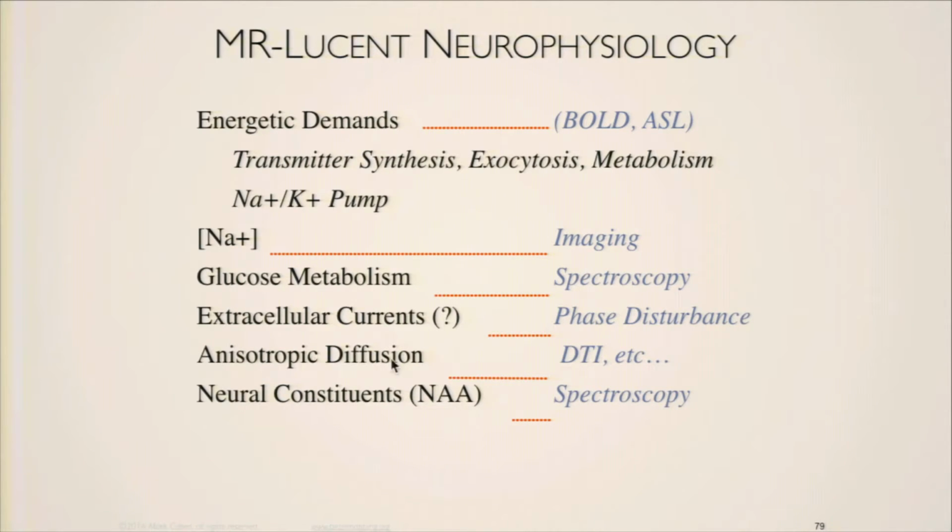You can look at the diffusion of water molecules. We'll talk about that later using techniques such as diffusion tractography. And finally, you can look at, for example, the concentration of chemicals which are local to different cell types, and you get a map of the distribution of those cell types.